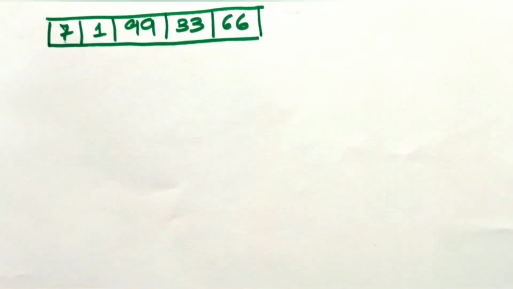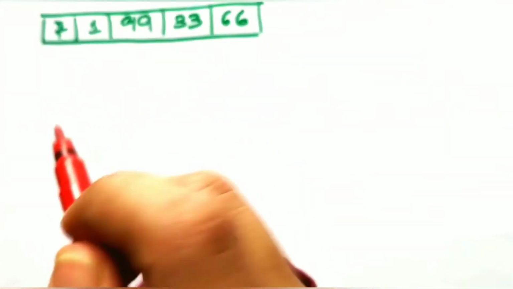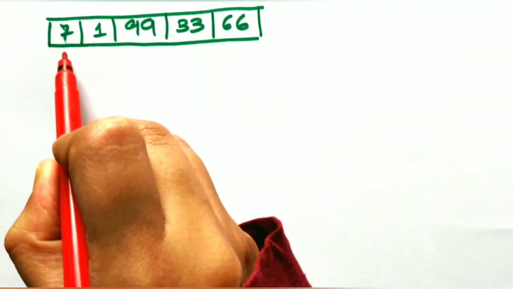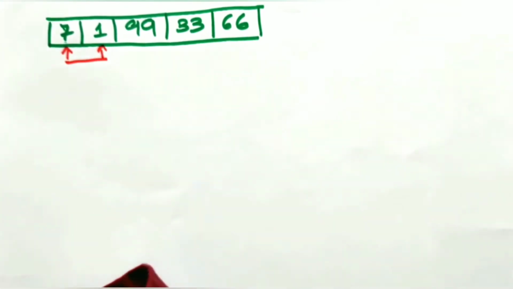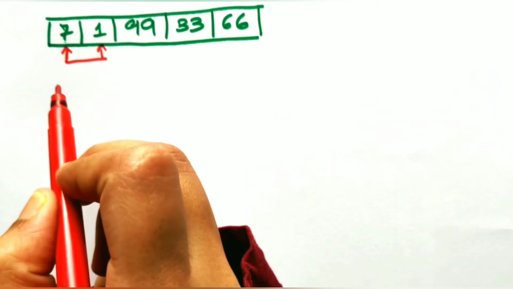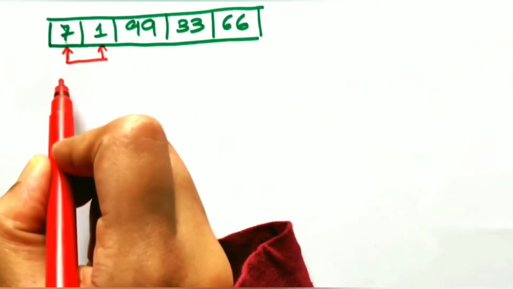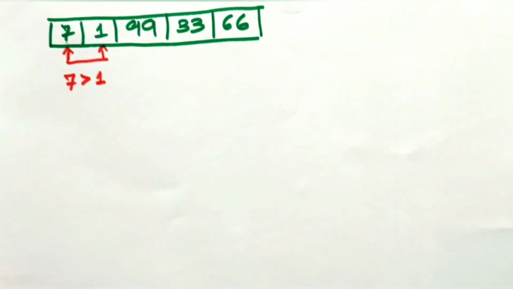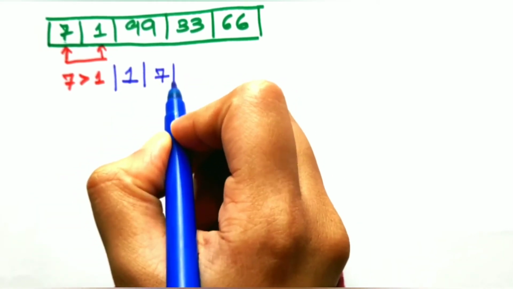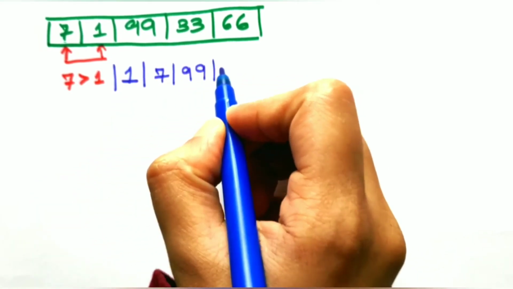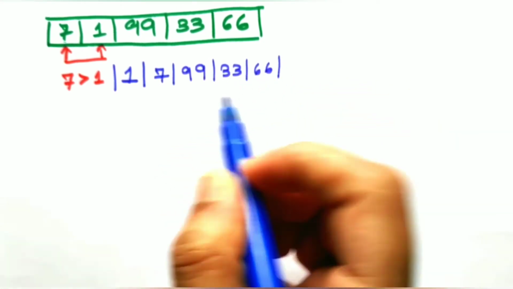Now let's say you have got this array, and how does bubble sort actually work? Imagine you start with the first two elements, that is 7 and 1, which need to be compared. When you compare them, you see that 7 is greater than 1, and hence you swap them. So what you get as the end result is basically 1, then 7, 99, 33, 66.